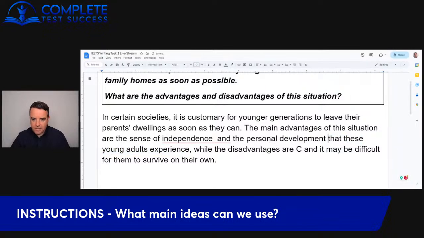Okay, so the main advantages of this situation are the sense of independence and personal development that these young adults experience, while the disadvantages are C, and it may be difficult for them to survive on their own. Okay, so we're just left with one more idea. We need one more disadvantage to finish our introduction.